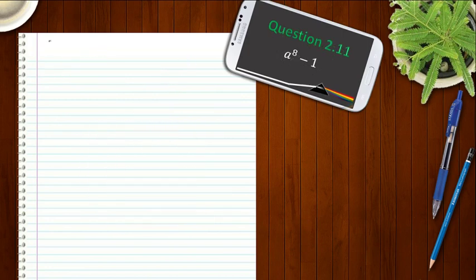Question 2.11, I've got a to the power of 8 minus 1. So perfect squares, we open our 2 brackets with a plus and a minus, and then we have the square root of a to the power of 8, that gives us a to the power of 4, and we write that, and then square root of 1 is 1. Now we can leave this one as it is, but this one we can take further because this is once again difference of squares.